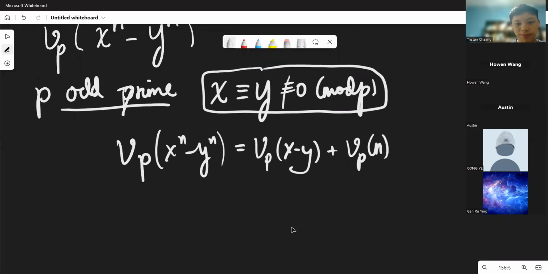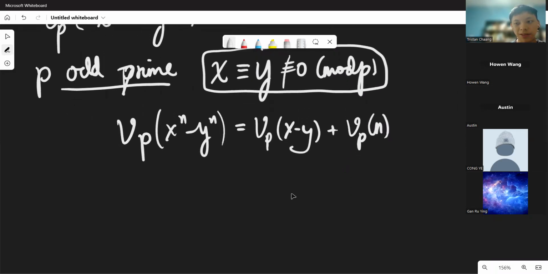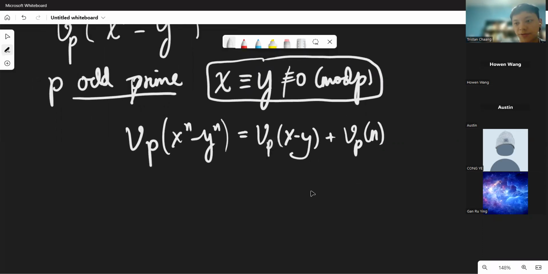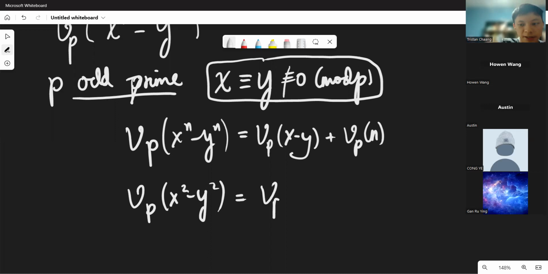So first of all, let's look at a few simple cases like n equals 2. But p is an odd prime, so we know n equals 2 according to this theorem, if it were true, then vp of n would be 0 anyway. But let's just say we want to find vp of x squared minus y squared. What is this? This is vp.